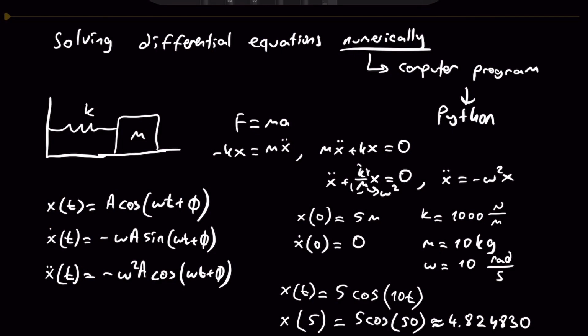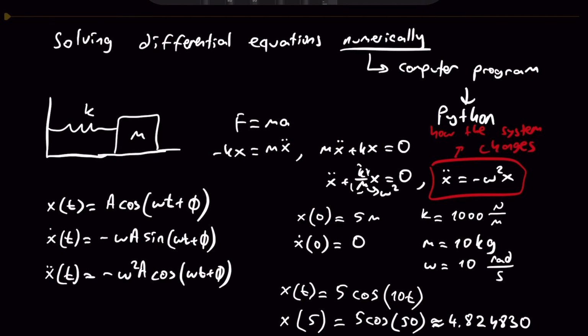Now the thing is, I did this physically. I arrived at this equation. But what if I don't know how to arrive at it? What if I am only given this information which describes how the system changes?